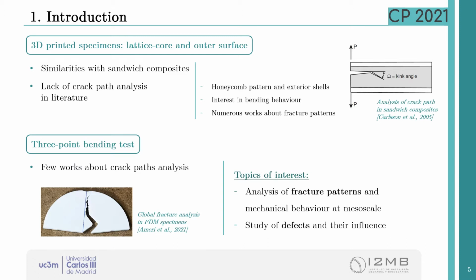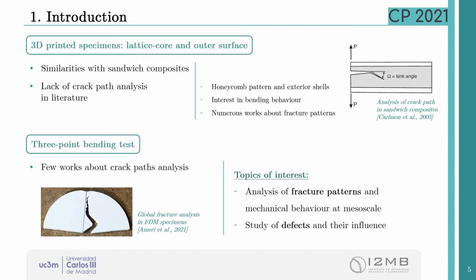When we talk about 3D printed specimens, we think about pieces with customizable grid patterns and outer surfaces. These specimens have similarities with sandwich composites as an inner honeycomb pattern with exterior shells, and to the interest in bending behavior and fracture patterns. Many works about it for sandwich composites are published, like the article reference on the right, but literature about fracture in printed materials is limited.